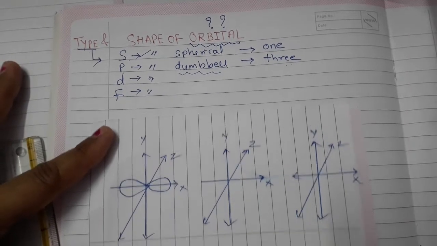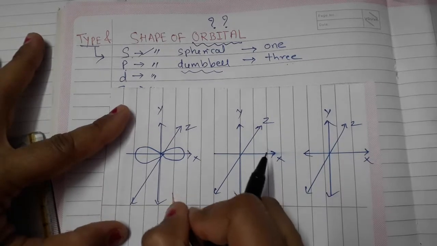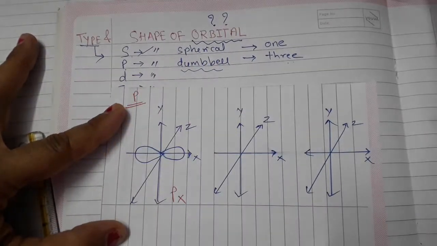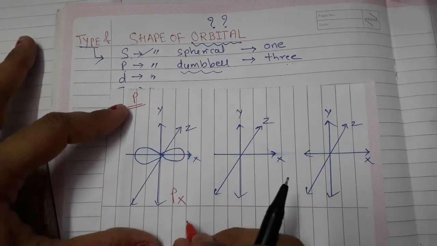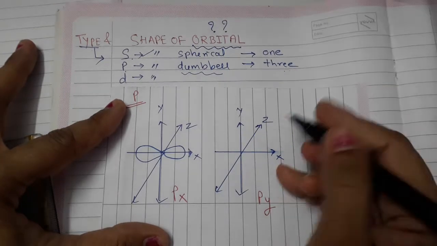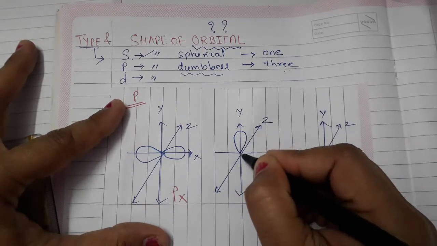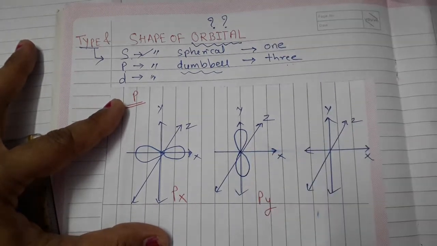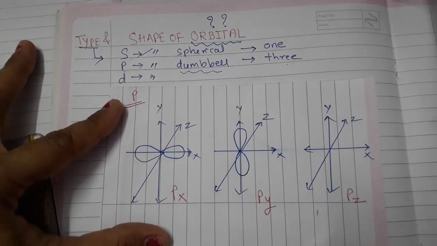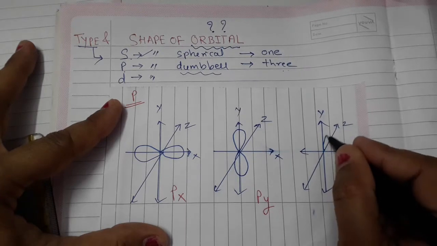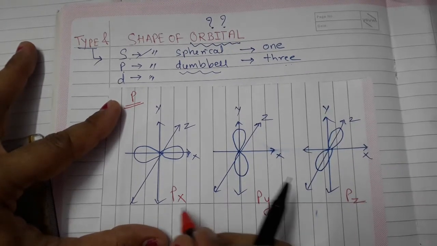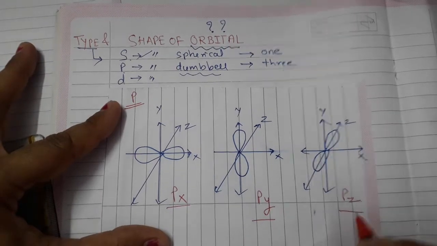So this particular orbital is px. Okay, because the type is p. Fine. So this orbital is px. Now if I have to draw py, where we are going to draw the orbital? Yes, along the y-axis. Now I hope you all can draw the pz orbital also. It will be on the z-axis. Okay, so this is dumbbell shape. So px, py and pz.